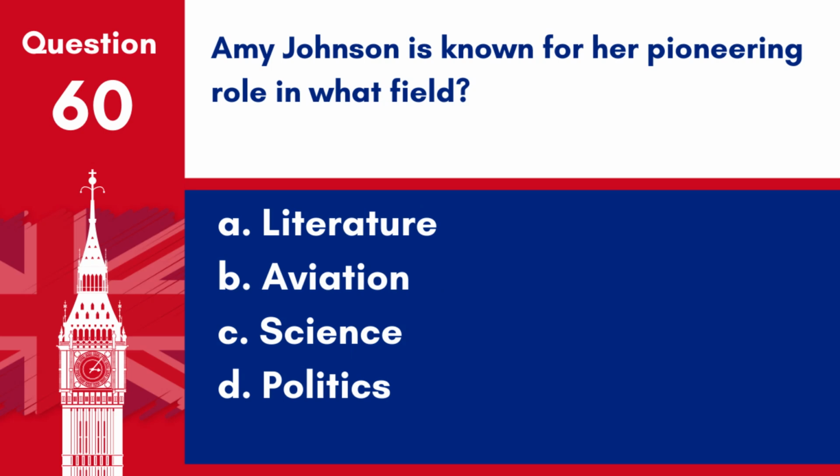Question 60. Amy Johnson is known for her pioneering role in what field? A. Literature. B. Aviation. C. Science. D. Politics. Answer B. Aviation. Amy Johnson is celebrated for her pioneering role in aviation, particularly for being the first woman to fly solo from England to Australia in 1930.